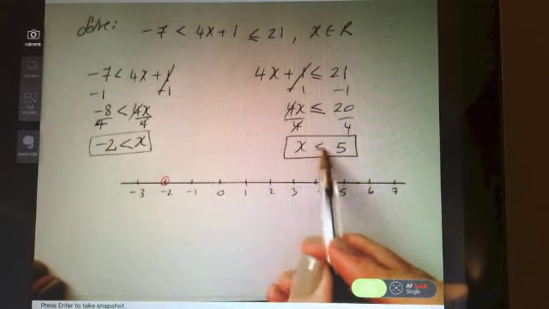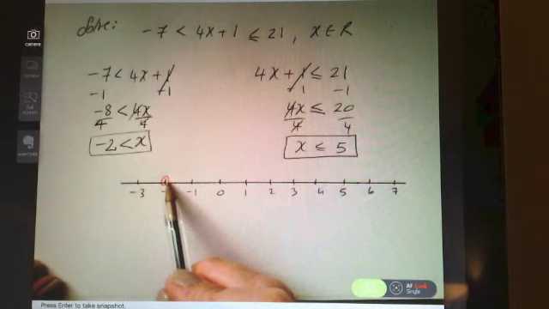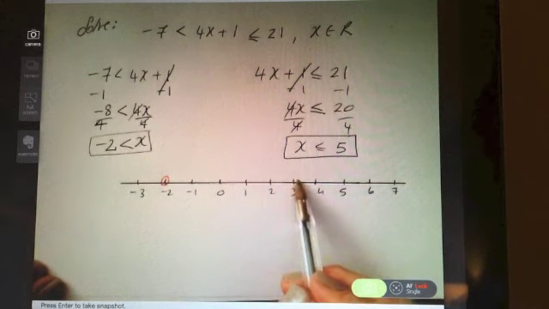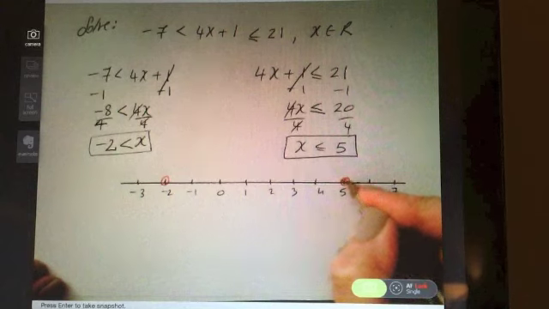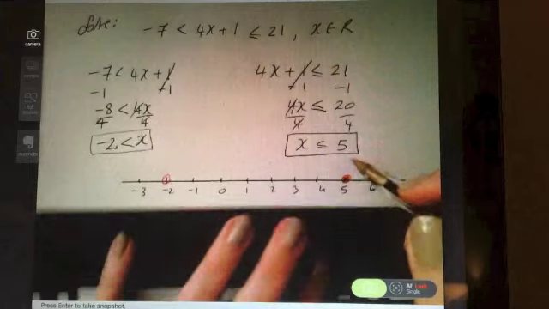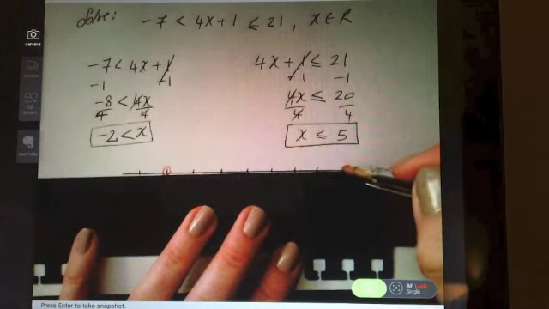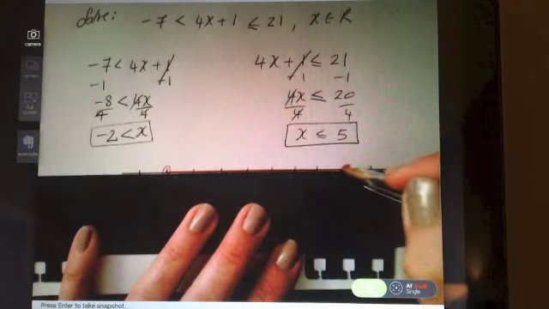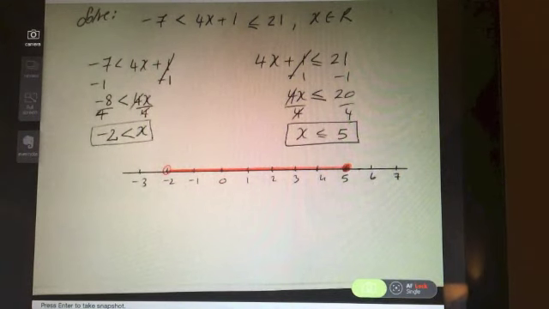X is less than or equal to 5. So I can include anything then from minus 2 onwards, but not including minus 2, greater than minus 2, all the way up along, but less than or equal to 5. So I'll circle 5. I can include 5, so I'll colour that in. And then it is a matter of doing a thick black line, or in this case, of course, red line. Between them. And there we go.